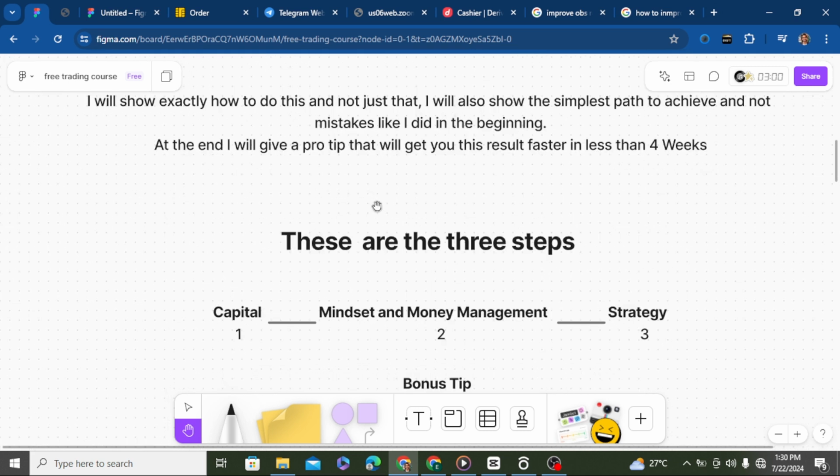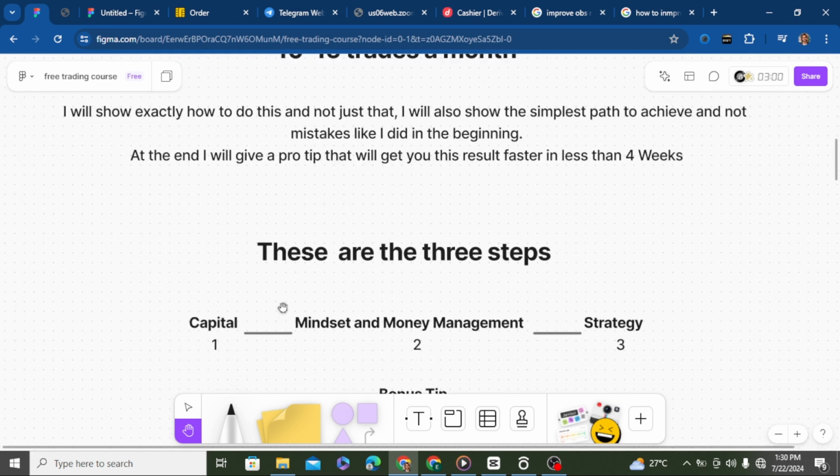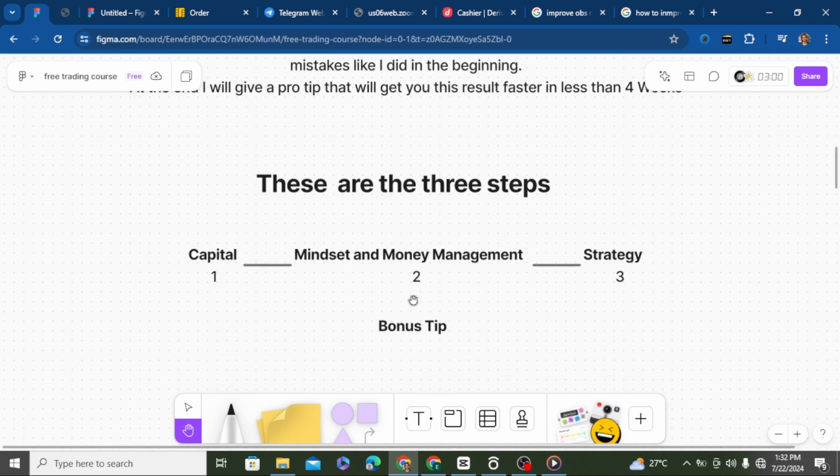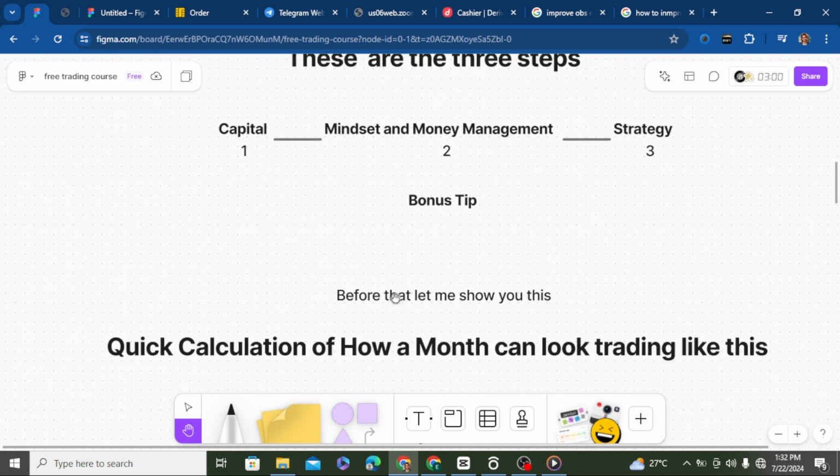So these are the 3 steps. Number 1, the capital. I'm going to cover capital, I'm going to cover the mindset and money management, and most importantly, I'm going to cover the strategy. These 3 things work together, and also the bonus tip I promised you, which I'll be giving you at the ending, to actually achieve this way faster. Let's go.